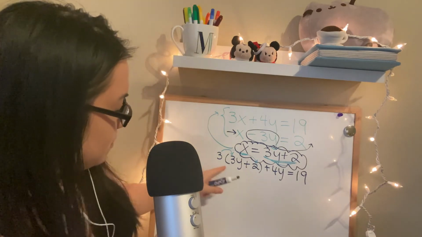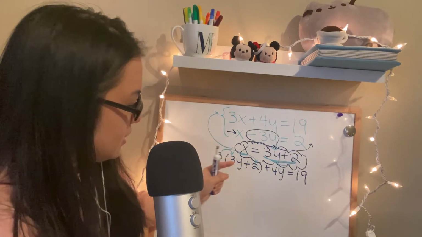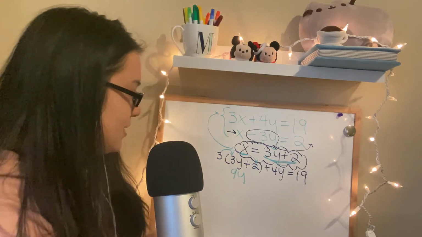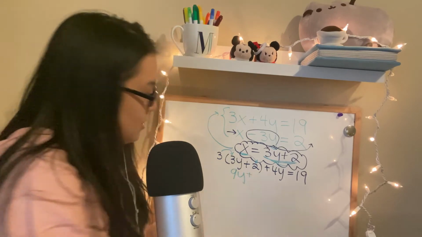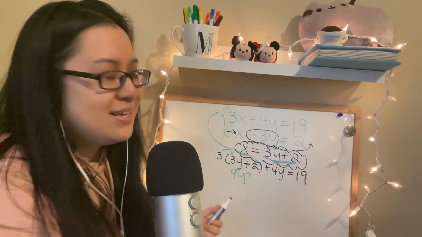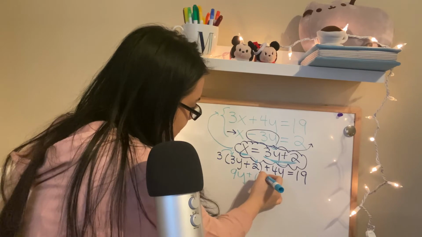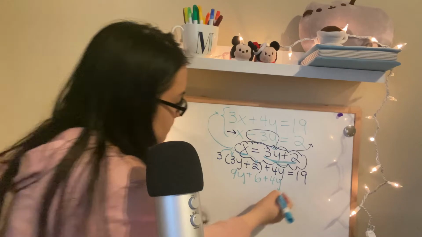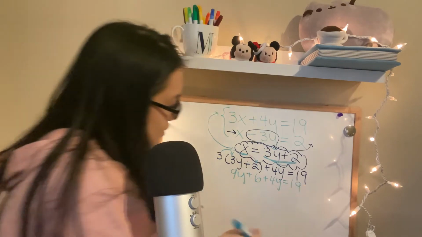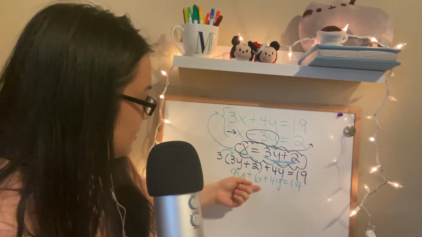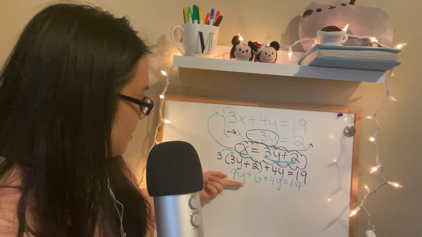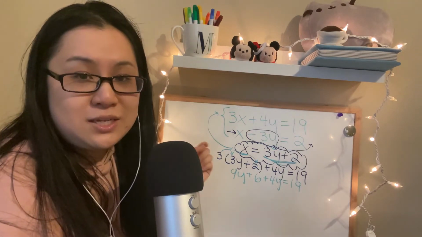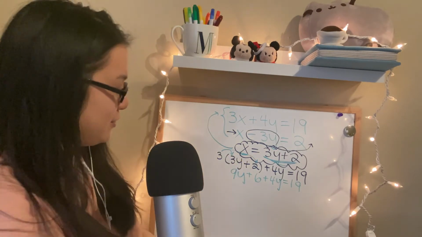So let's go ahead and do that. Again, I distribute this 3, so 3 times 3y is 9y. Plus 3 times 2 is 6. Plus 4y stays the same. 19 stays the same. 9y plus 6 plus 4y. Well, 9y plus 4y: 9 dogs plus 4 dogs gives me 13 cute little doggies.